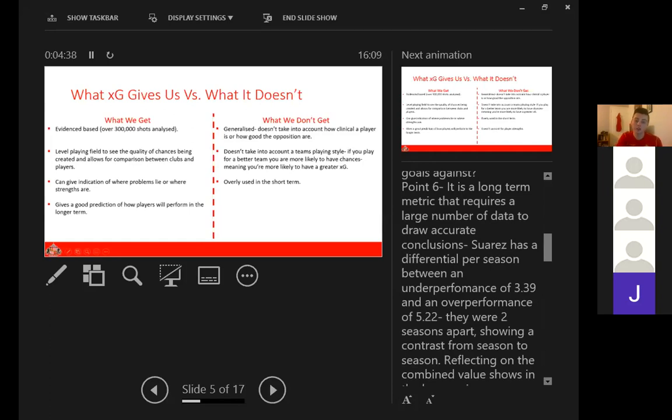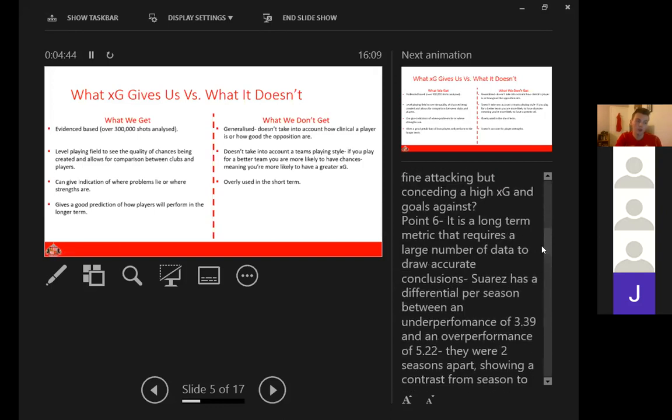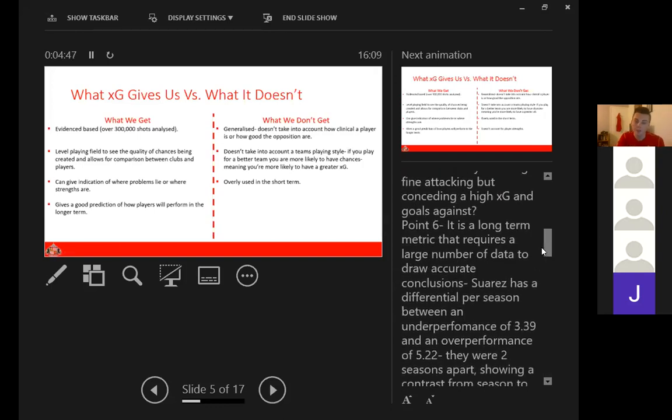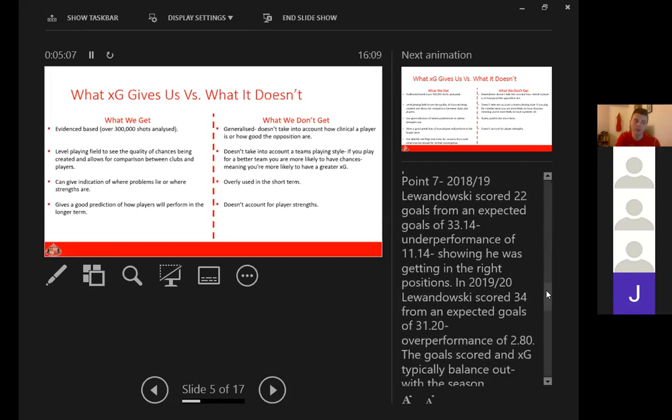And it gives a good prediction of how players will perform longer term. So if players get in the right positions and create high quality chances, the likelihood is that their XG should level off with their actual goals sooner or later. So it gives a good prediction of how many goals a player will score. It doesn't account for player strength. So Olivier Giroud, for example, outperformed his headers in the box.